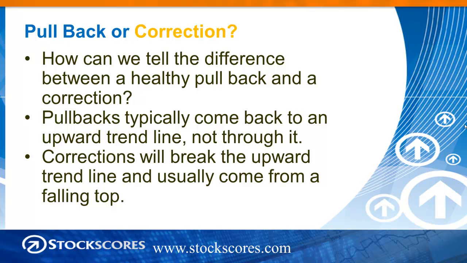Now, as a generalization, pullbacks generally come back to an upward trend line, but not through it, while a correction will break the upward trend line and usually come from a falling top. What I mean by a falling top is where prices hit a high, pull back a little bit, rally again, fail to make a new high, and then pull back through that upward trend line.